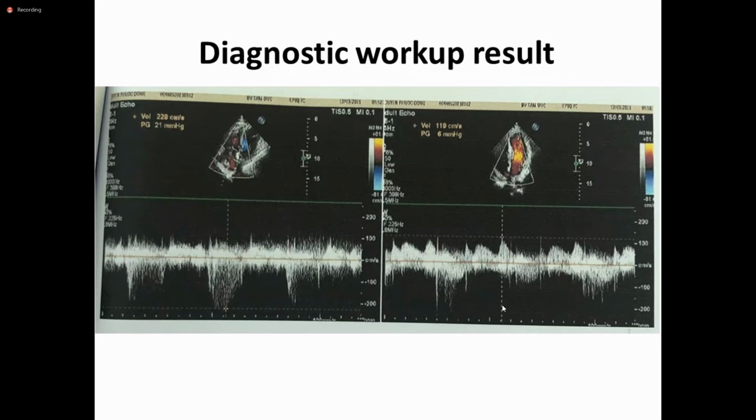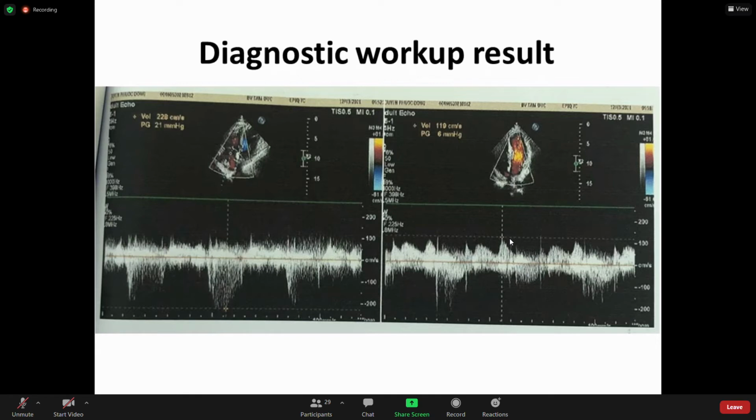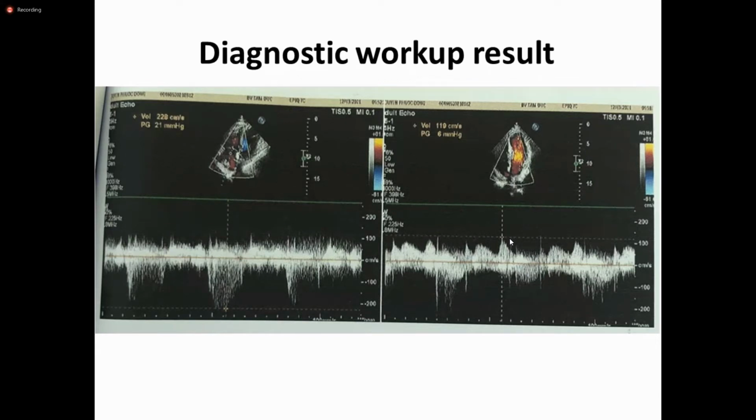And how about the stress test? Did the patient do a stress test? Did the patient have an ECG stress test? No. The doctor said that he did an STT right away.